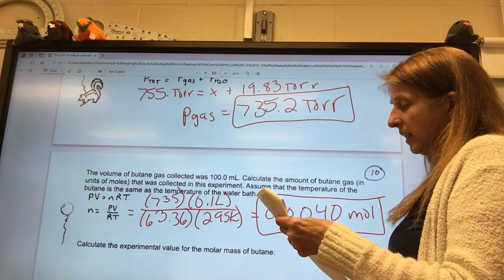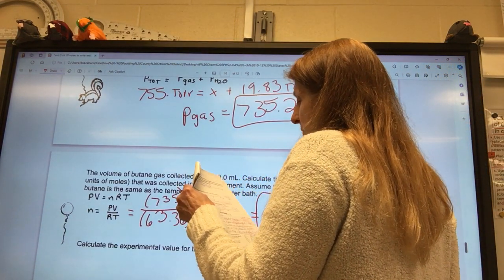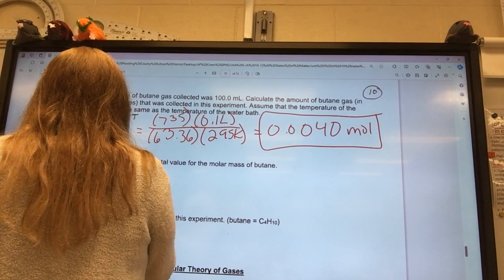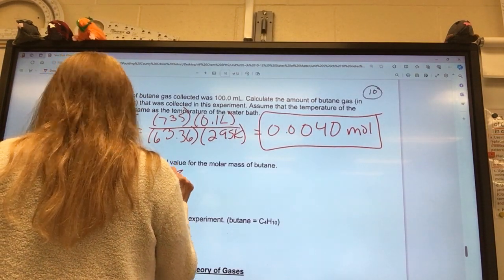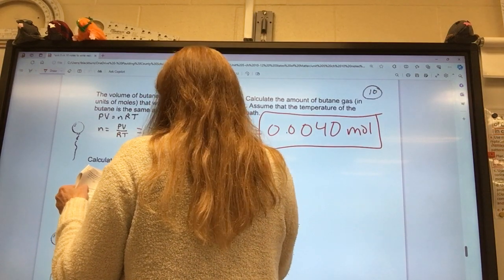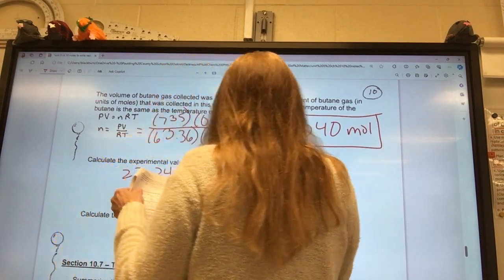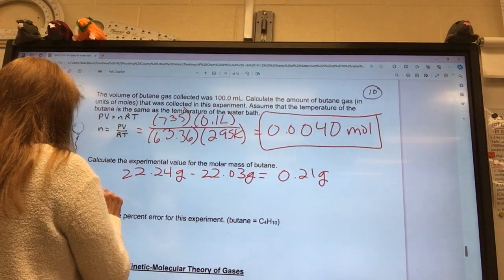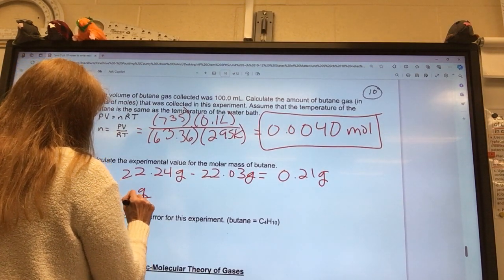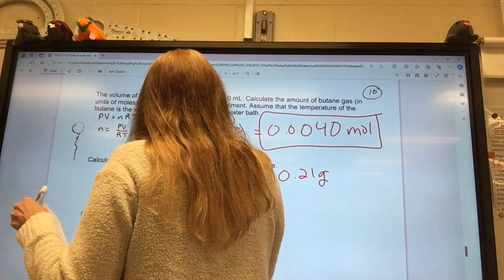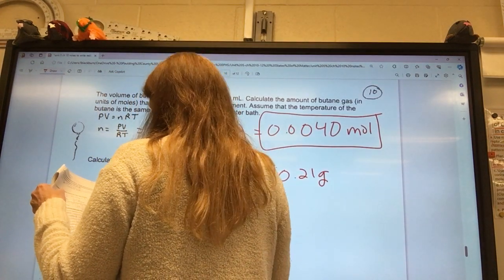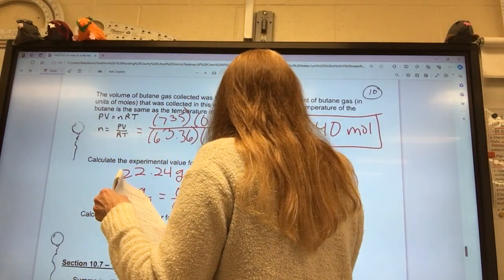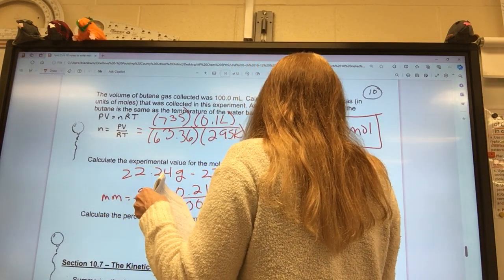Okay. Calculate the experimental value for the molar mass of butane. So we've got 22.24 grams minus 22.03 grams, so it's 0.21 grams. And then the molar mass would be grams per mole, so that equals 0.21 divided by what we got for our moles, 0.004 moles, and that equals 53 grams per mole.